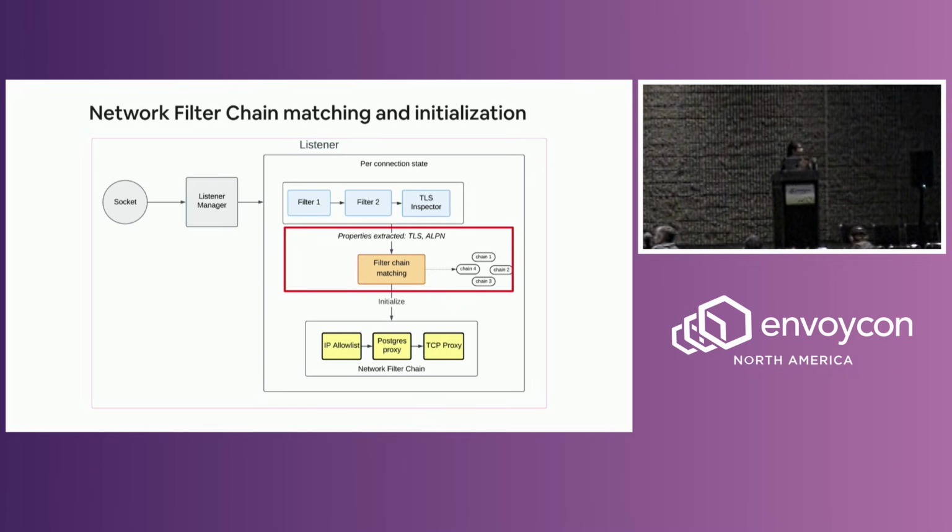From this, one of the network filter chains is selected among the ones available in the config, and then the network filters are initialized. From our config, we had three network filters: the IP allow list, the Postgres proxy, and the TCP proxy. These network filters are the beating heart of Envoy, and we will take a look at those next.